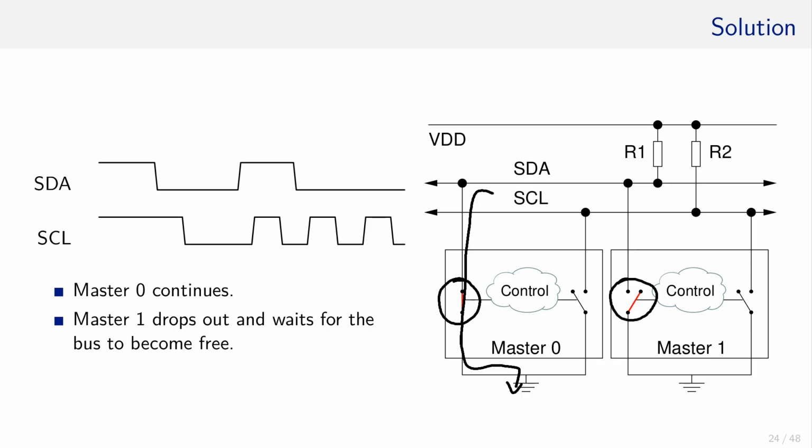Therefore, master 1 drops out of the communication and waits for the stop condition for a retry. Okay, that's all about conflict resolution, which is done quite elegantly and automatically. In the next session, I will show how to configure I2C to use in an ATmega 328P.